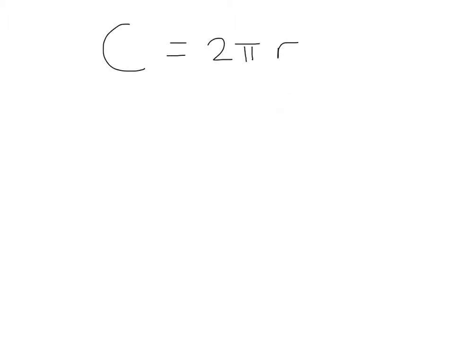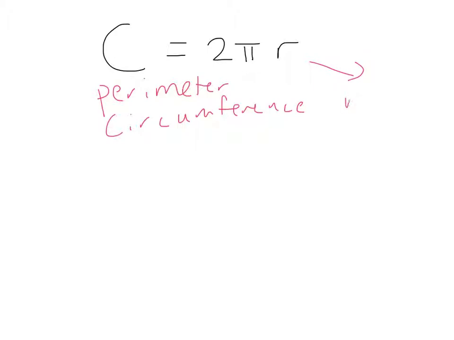So one of the things we saw in GeoGebra is that the circumference, which is basically the perimeter of a circle, is 2 pi times the radius. We're going to use that fact to calculate, or at least estimate, how you would calculate the area of a circle.